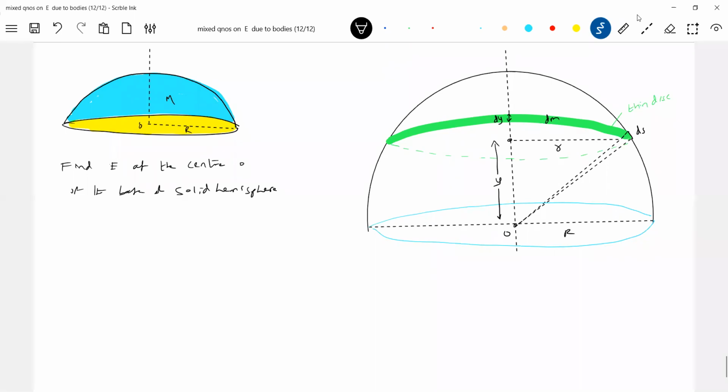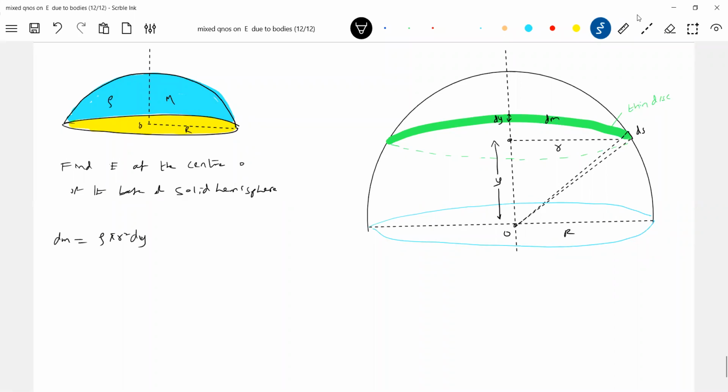Let rho be the density. So now first I'll get into the dm part. dm is equal to rho into, what is the thickness, what is the area of the disk, pi r square into dy.